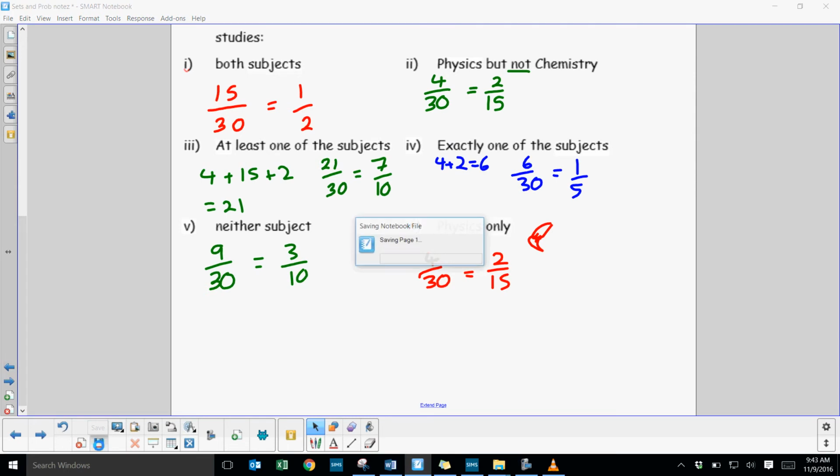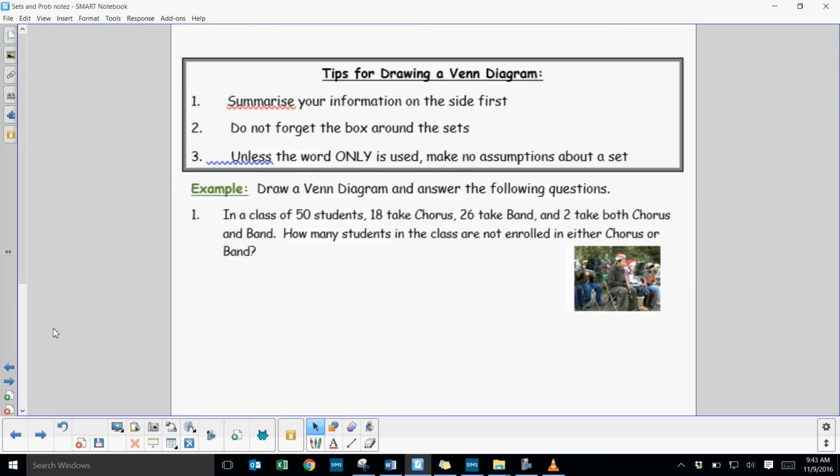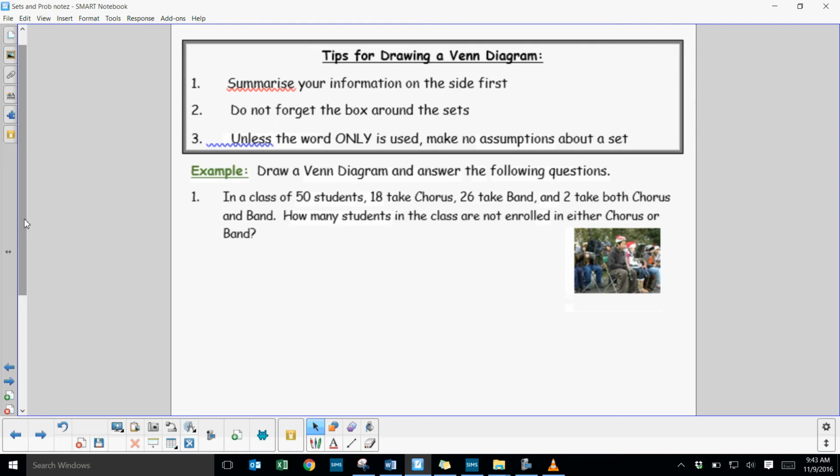Let's move on to the next page, where we are asked to draw some Venn diagrams from scratch. So tips for drawing Venn diagrams: summarize your information on the side first, if possible. Don't forget the box around the sets, like this big thing. Don't also forget to write the U next to it. Unless the word only is used, like physics only or chemistry only, make no assumptions about the set. So if they don't say physics only, then they mean the whole circle of physics.